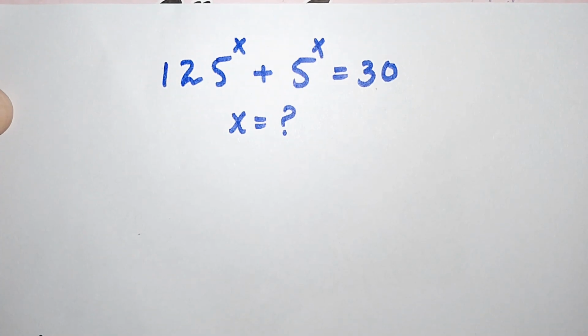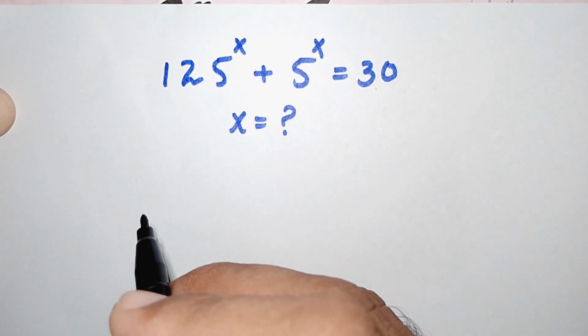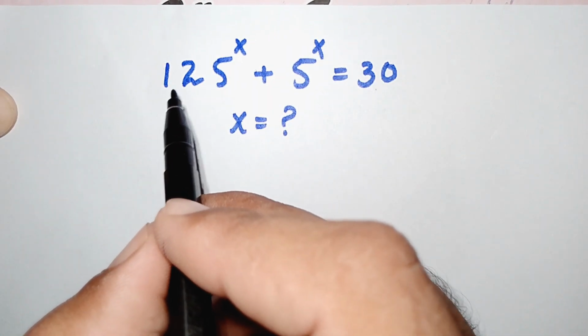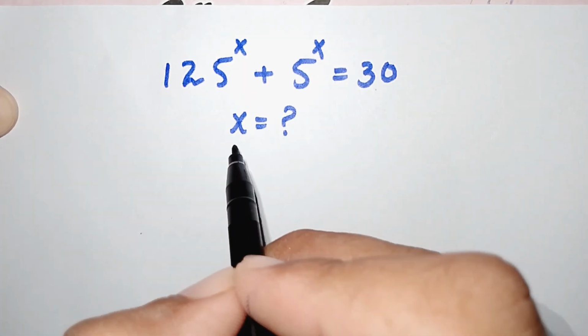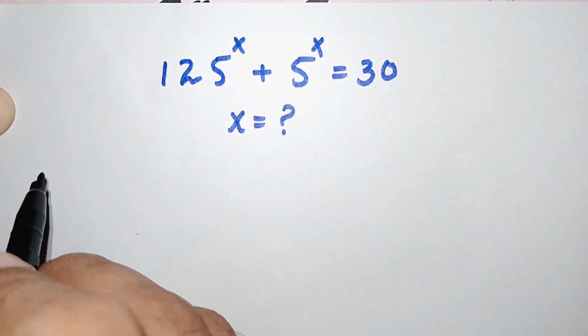Hello, you are welcome. Today we have to solve the most interesting math problem, that is 125 to the power of x plus 5 to the power of x, which is equal to 30. And we have to find the value of x. Solution.